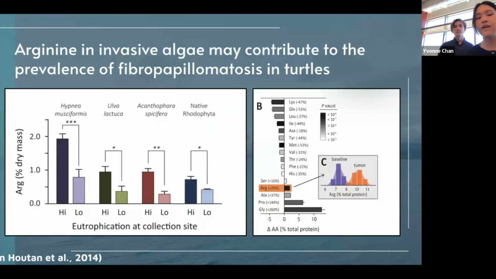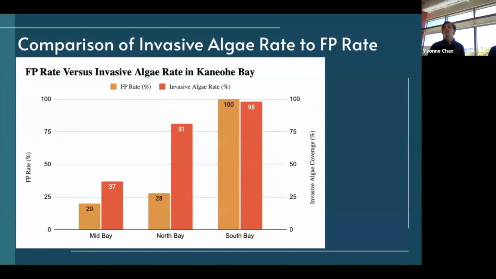As you can see from the graph on the left, the invasive algae in eutrophied areas have a higher capacity of absorbing nitrogen than their native counterparts. And as you can see from the graph on the right, arginine has been shown to be an indicator of fibropapillomatosis, as one of the main amino acids to indicate that. With this idea that nitrogen in the wastewater is signaled as the nitrogen delta 15 isotope, and that the nitrogen delta 15 isotope has been correlated to arginine in invasive species of algae in the past, we thought it would be good to look at the relationship between the invasive species of algae and fibropapillomatosis rates in the same areas of the bay.